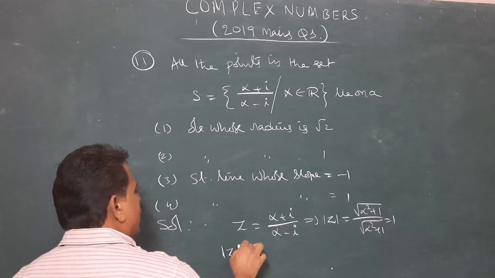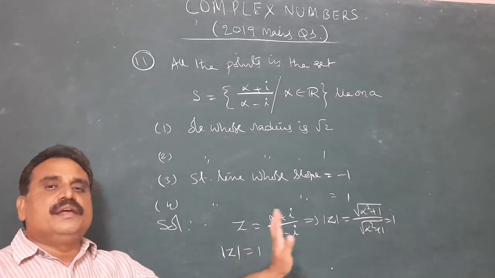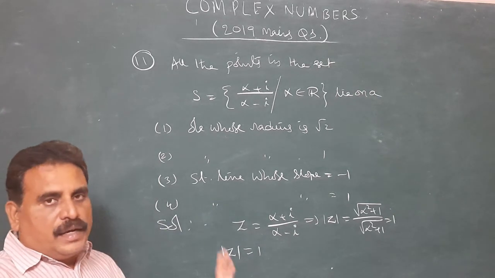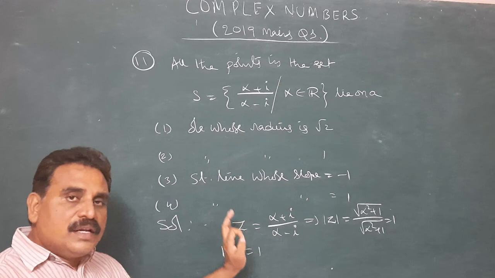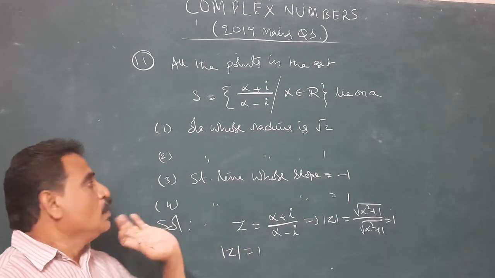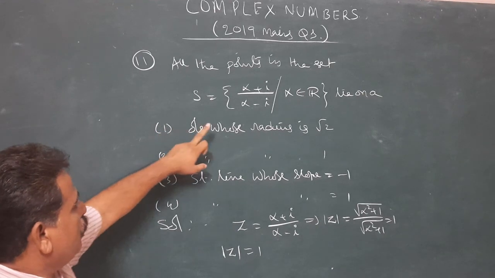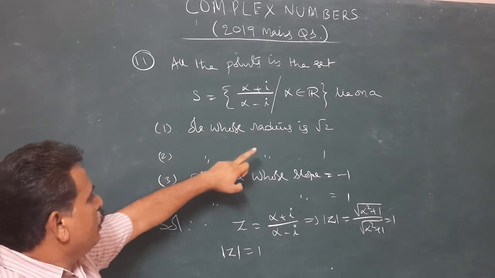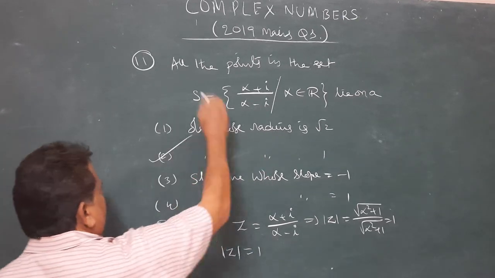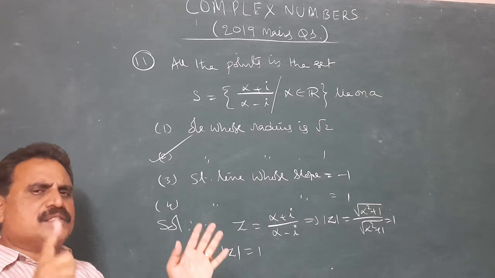It represents a circle having center origin (0, 0) and radius 1. So, which option here? Circle whose radius is root 2, that is wrong. Circle whose radius is 1, so second option is correct. Very simple. By observing the question, directly you can decide that.